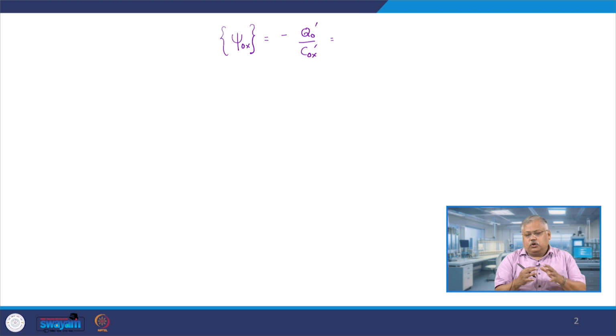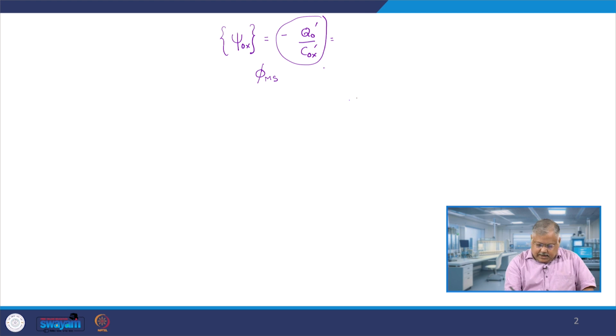Now, typically you have two components which we have studied till now. One is phi ms, which is the metal semiconductor work function difference, and we will also have another component, which is minus Q0 prime by Cox prime. If you add these two together, you get the flat band voltage VFB, defined as phi ms minus Q0 prime by Cox prime.